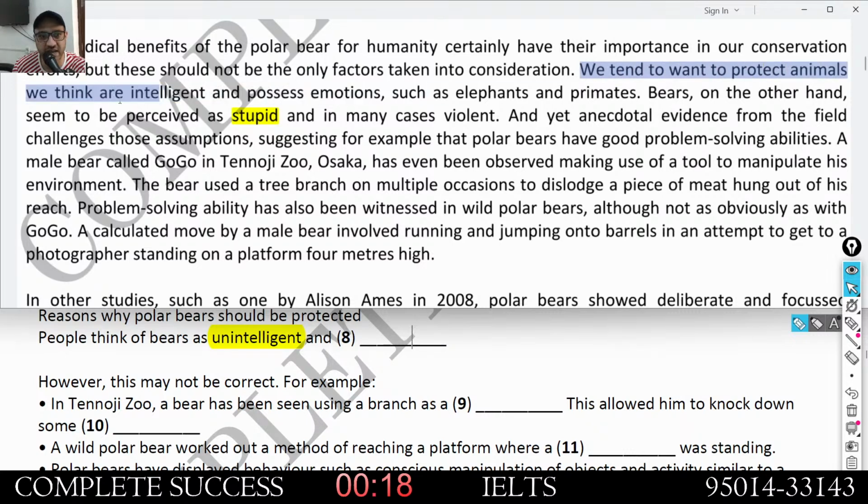We tend to want to protect animals we think are intelligent and possess emotions such as elephants and primates. Primates are men, chimpanzees, monkeys. Now we try to protect those animals that we think are intelligent and have emotions, like elephants and primates. Bears on the other hand seem to be perceived as stupid and in many cases violent. What were bears thought to be? That there is no need to protect bears because they are stupid. They are stupid and violent.